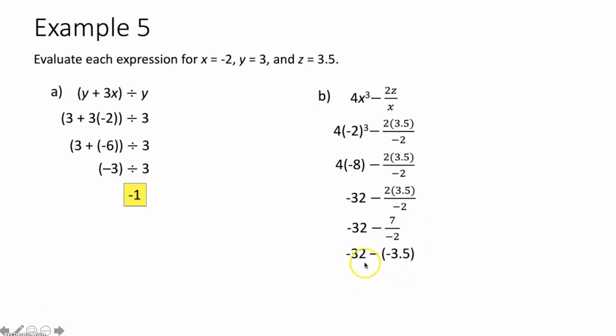Now we're subtracting two numbers. So anytime you're subtracting two numbers, we want to change it to adding the opposite. So -32 minus -3.5 is the same as -32 plus +3.5. Now, since we're adding two numbers that have different signs, again, we just subtract the absolute value of the two numbers with the big minus the small and keep the sign of the bigger number. So absolute value of -32 is +32, absolute value of 3.5 is 3.5. 32 minus 3.5 is going to give you 28.5, and since our bigger number is negative, our answer should be negative as well.